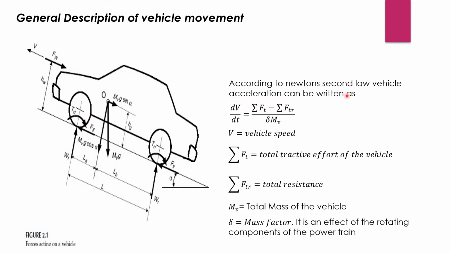According to Newton's second law, vehicle acceleration can be written as dv/dt equals the summation of Ft minus the summation of Ftr, divided by delta mv, where v is the vehicle speed. Summation of Ft is the total tractive effort of the vehicle. Summation of Ftr is the total resistance. mv is the total mass of the vehicle, and delta is the mass factor. It is an effect of the rotating components of the powertrain.